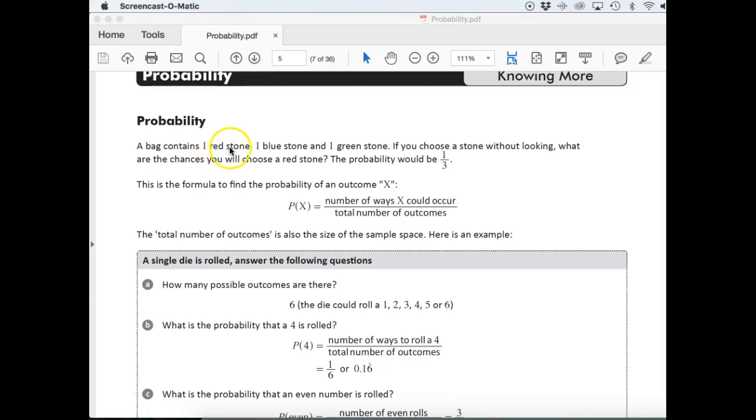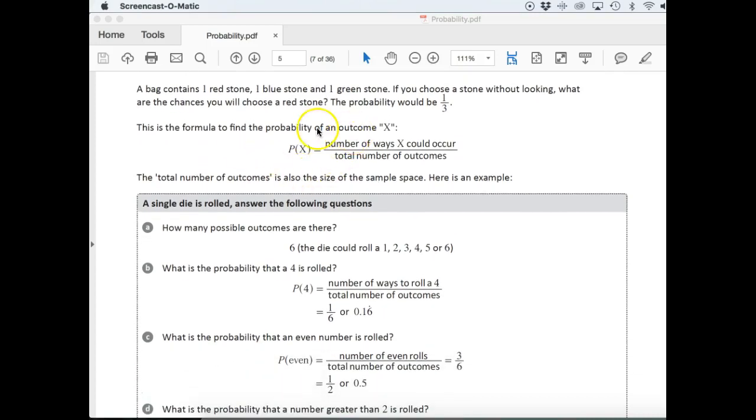A bag contains one red stone, one blue stone, and one green stone. If you choose a stone without looking, what are the chances you'll choose a red stone? Now the probability is going to be 1 out of 3, because you've got 3 different stones, only one of them is red. If there were 2 red stones instead of a blue stone, you'd have a probability of 2 out of 3, or 2/3. 2 red stones out of the 3 possible chances. And that's all this is.